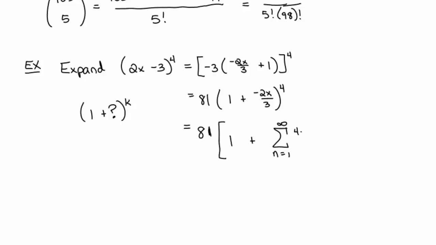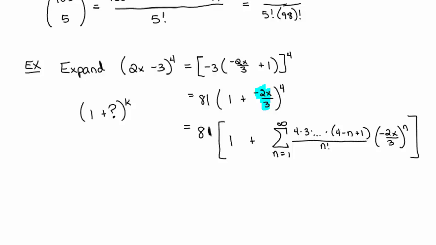So 4 times 3 times all the way down to the quantity 4 minus n plus 1. I've just replaced the k's with 4s here. And this is all over n factorial. And normally it would be x, right? Normally I'd say that's x to the n, but it's not x that I'm plugging in. I'm actually plugging in, let me highlight this, a negative 2x over 3. So let me write, instead of x, a quantity negative 2x over 3 to the nth power.